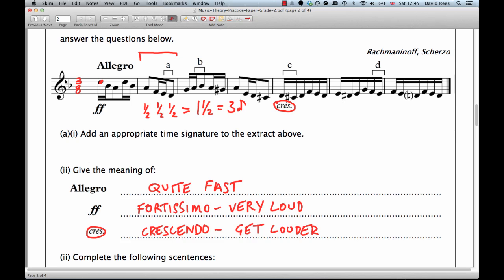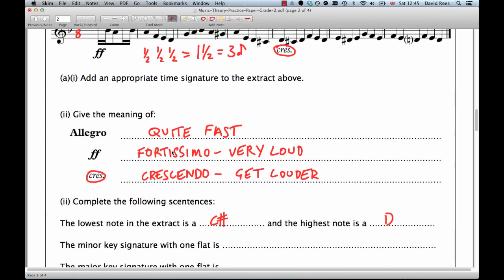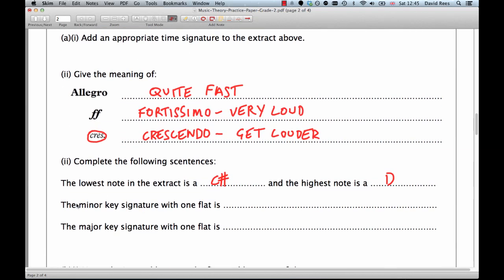What I used to do was just write down the circle of fifths really quickly in the first 30 seconds, and then you can just keep referring back to it as you go along. So this is something you can find from the circle of fifths if you know how to draw it. The minor key signature with one flat is D minor.